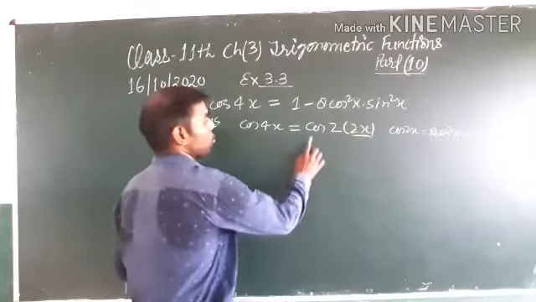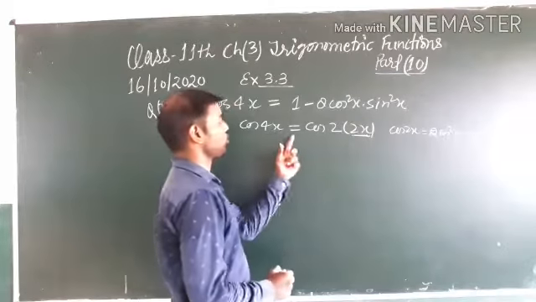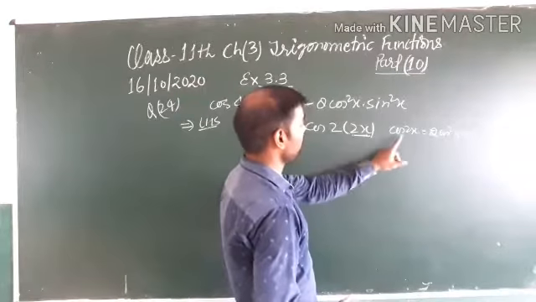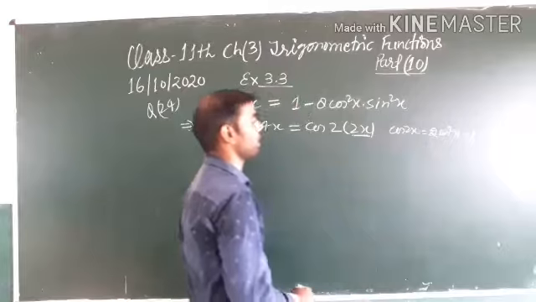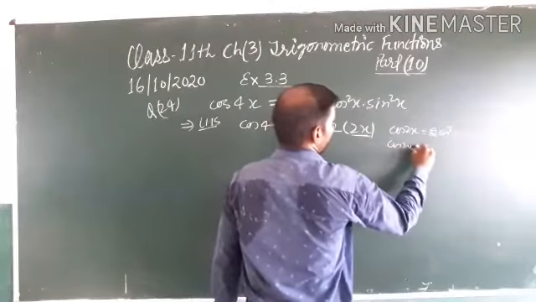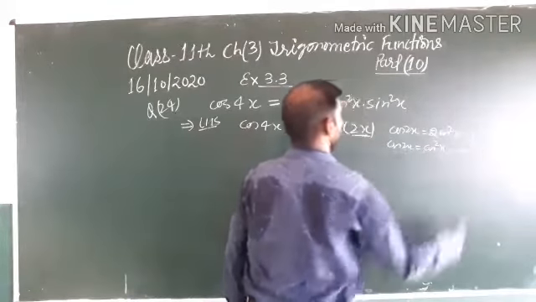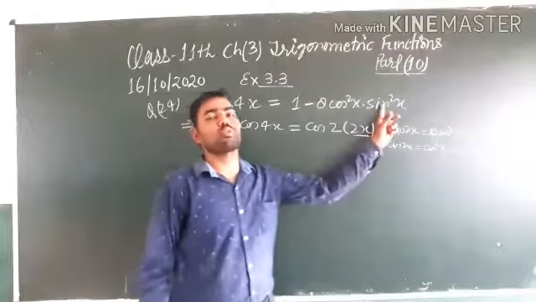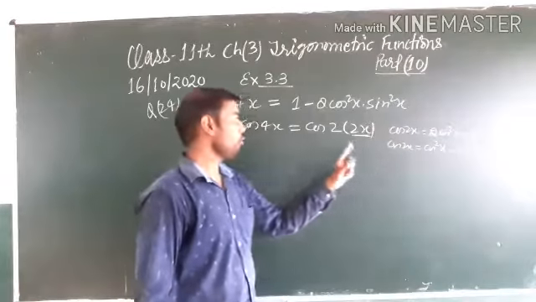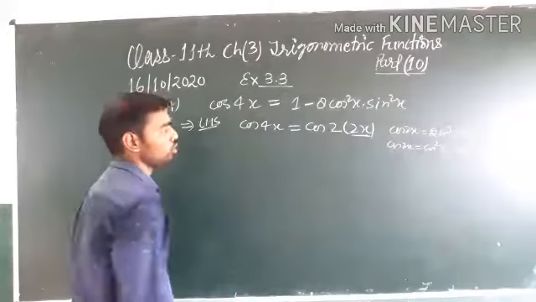Here cos 4x is equal to cos 2 into 2x, and cos 2x is equal to 2 cos square x minus 1, and cos 2x is also equal to cos square x minus sin square x. We need the sin x term, so we use this trigonometric identity in the given question.